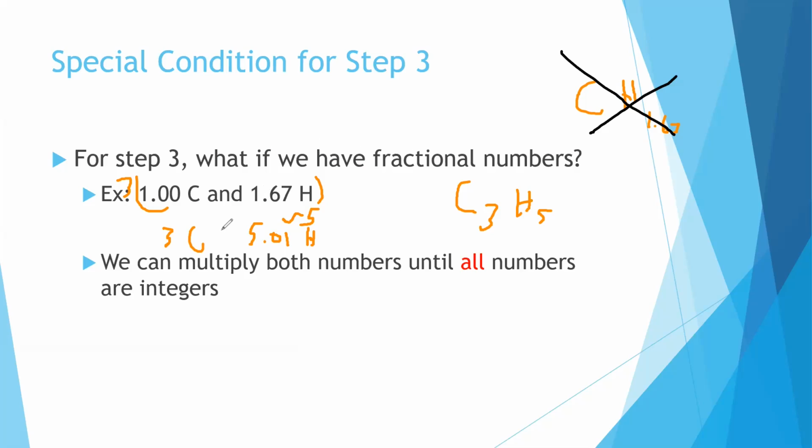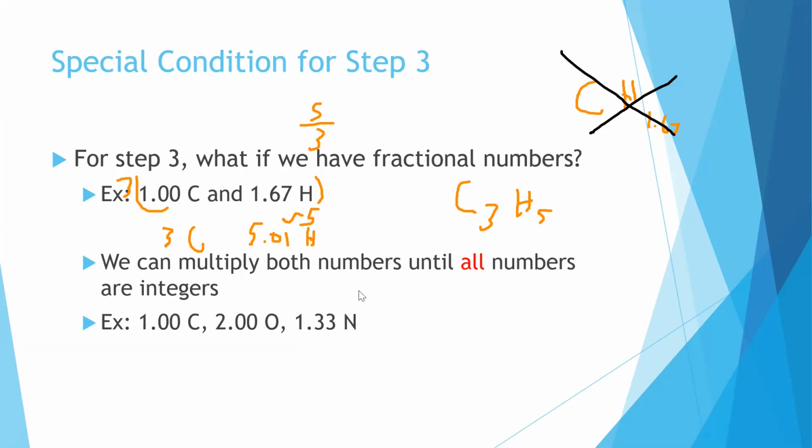And the reason I multiplied by 3 is 1.67 is really close to 5/3. And notice if you multiply by 3, the fraction goes away. So that's why I multiplied by 3. Multiplying by 1, 2, or 4 really doesn't do anything. You'll still have fractional numbers for the hydrogen.